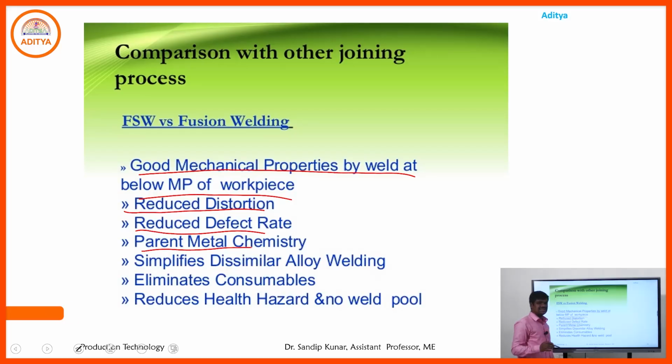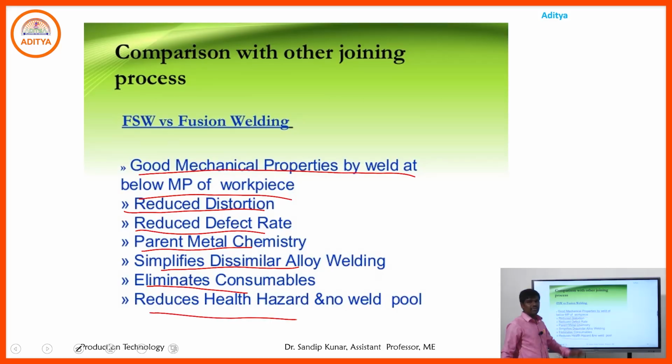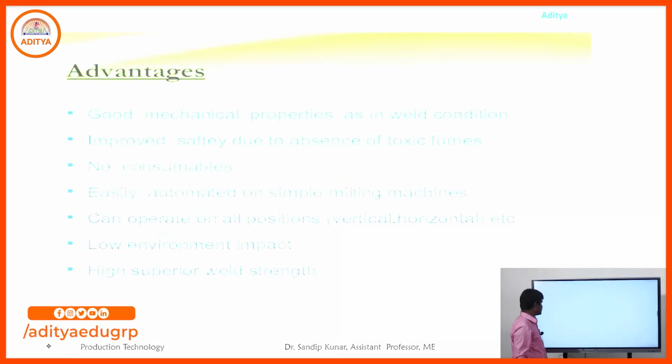Any type of welding defect does not generally happen in this welding process. The parent metal chemistry also remains constant. It simplifies dissimilar alloy welding, meaning dissimilar metals can also be welded using this process. It eliminates consumables, meaning we do not use any extra consumable filler rod. It also reduces health hazards, meaning there is no health hazard and no weld pool in this welding process.